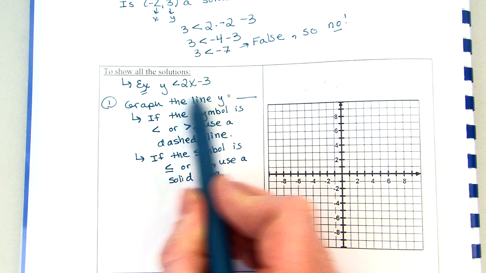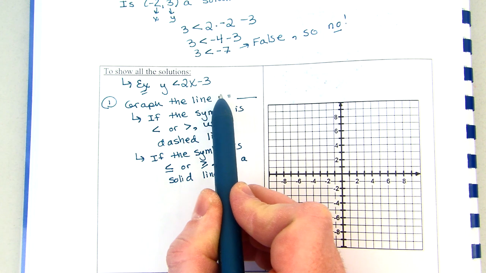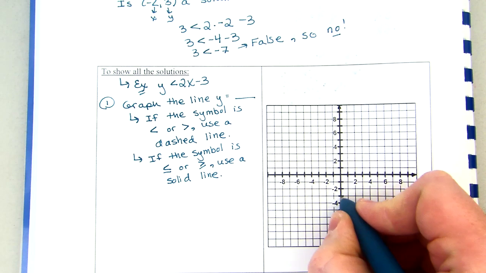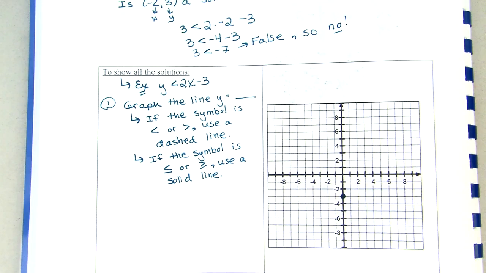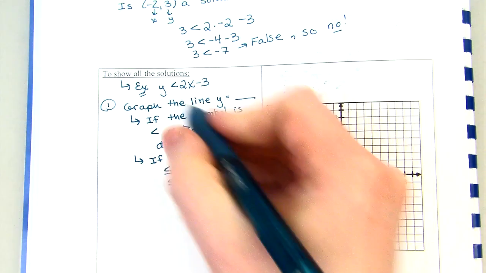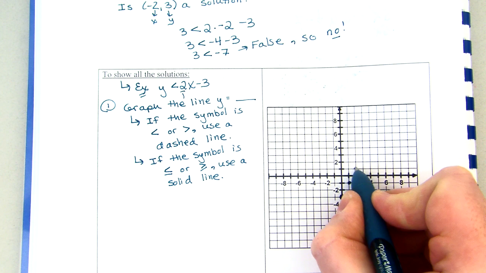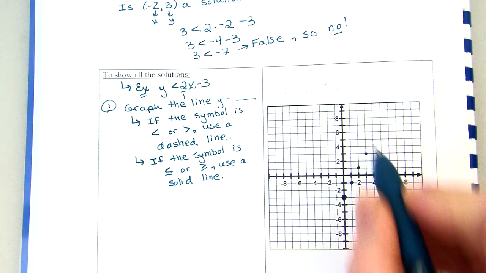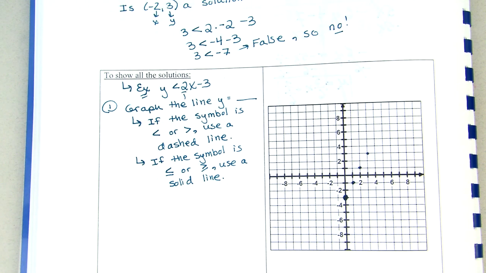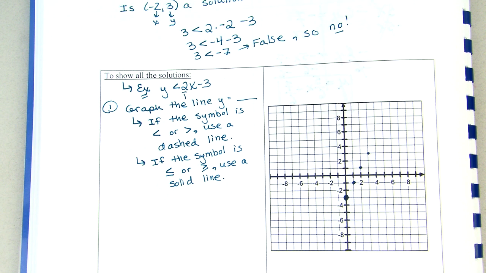Okay, so remind me how to graph a line. Where do I start? Slope is 2 over 1, up 2, right 1, up 2, right 1, up 2, right 1. Solid or dashed? What did we say? Dash line.